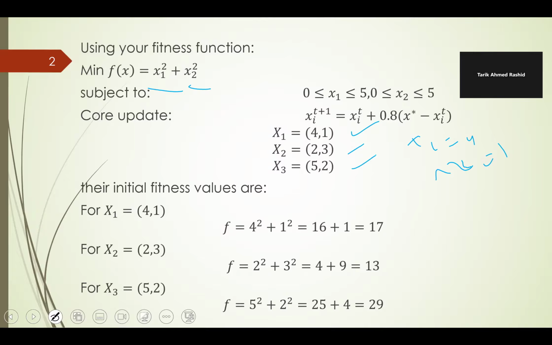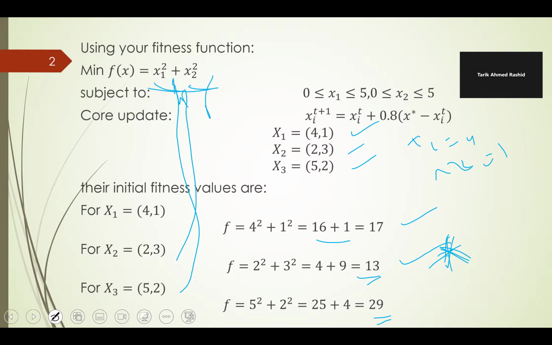Now we plug them into this function. So 4 squared, 16, plus 1 squared, 1. It will be 16 plus 1, 17. Likewise, 2 by 3, we plug them into this equation, and you'll have 13. And 5 by 2, again, plug them into this equation, you will have 29. Now we take the minimum, 13. That is our best or global solution.